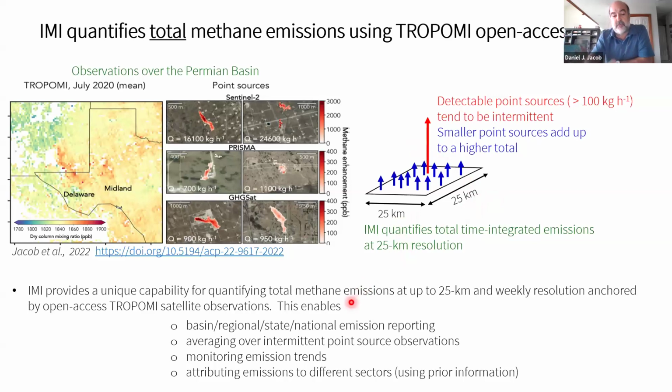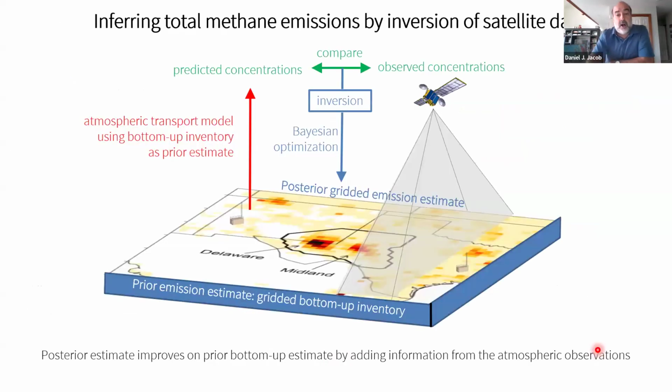And it's useful for what purposes? Well, the first one is for emission reporting at a basin, regional, or national scale. In this way, you can average over intermittent point source observations because you observe them every day, so you can see when they're on, when they're off. You can monitor emission trends, and you can attribute emissions to different sectors.